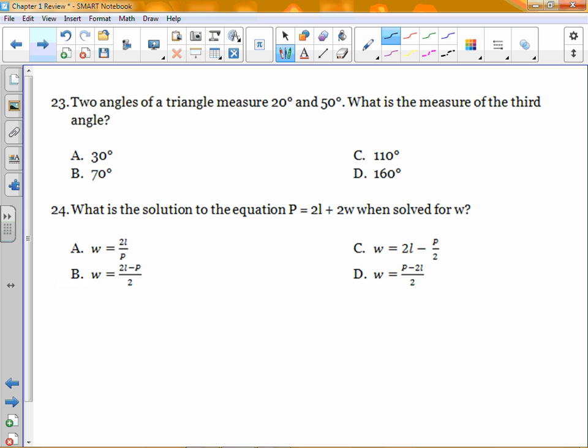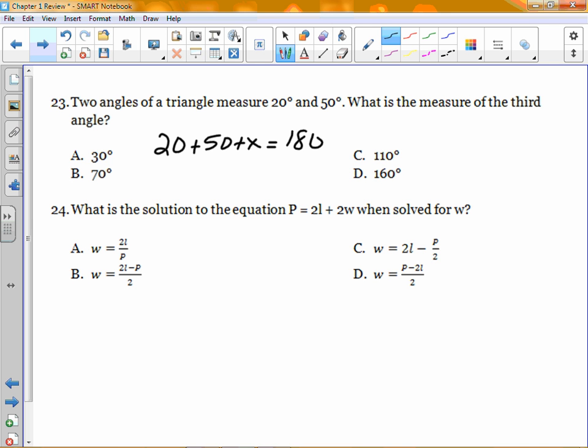Almost all of you in here started number 23 out correctly. You got the 70 right. But what a lot of you did is you circled 70 as the correct answer. Guys, it's not 70 that's the answer, but 20 plus 50 plus this angle we don't know, that equals 180.